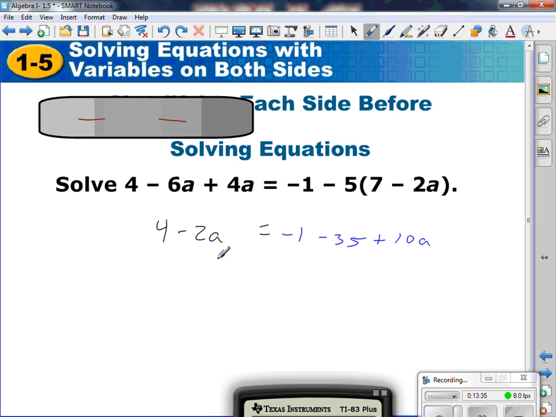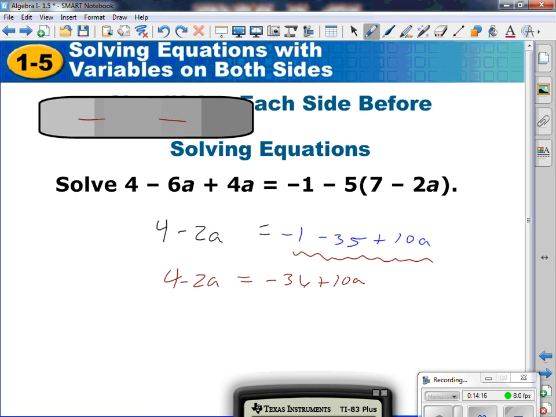All right, nothing I can do over here. 4 minus 2a. Anything I can do over here? What can I do? What's a negative 1 and a negative 35? See, notice how I'm not saying negative 1 minus 35. Because when I say negative 1 minus 35, you automatically think it's 34. That's the common mistake. But I think of it as a negative 1 and a negative 35. You owe $1, you owe 35 more. You owe 36 plus 10a.